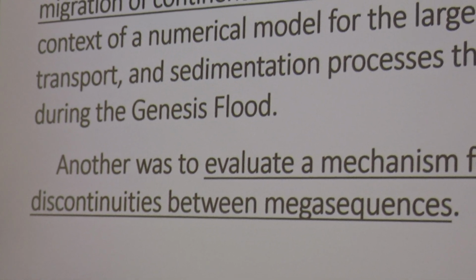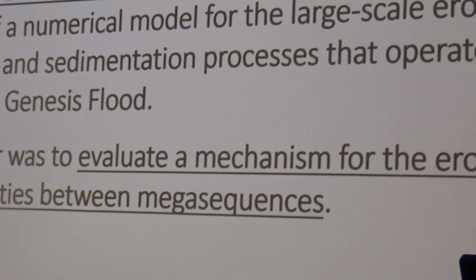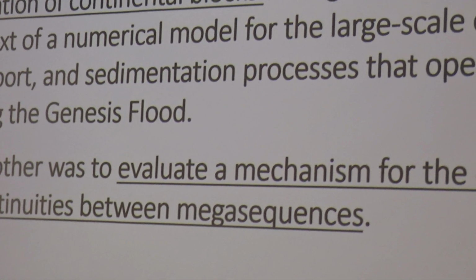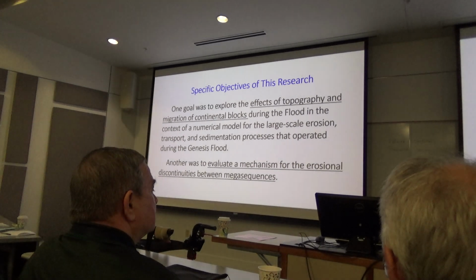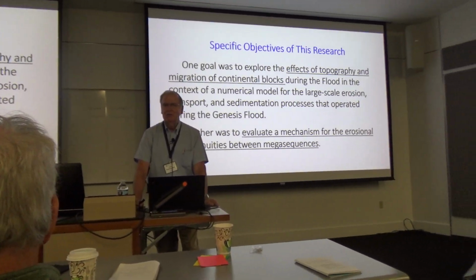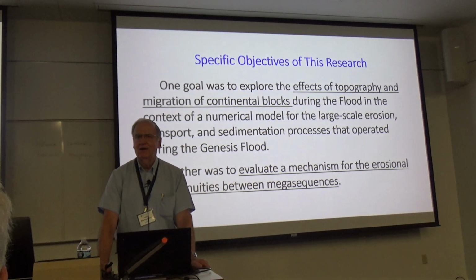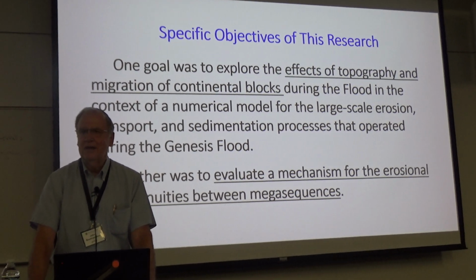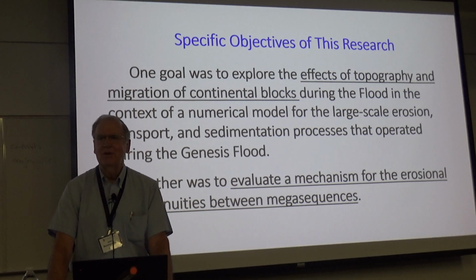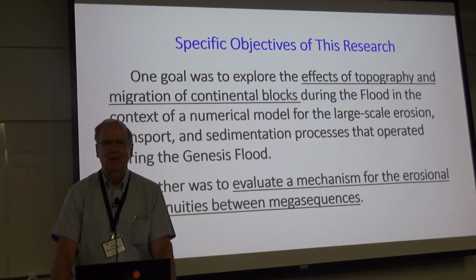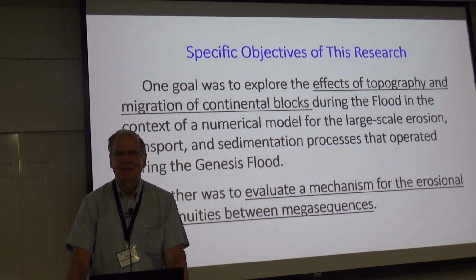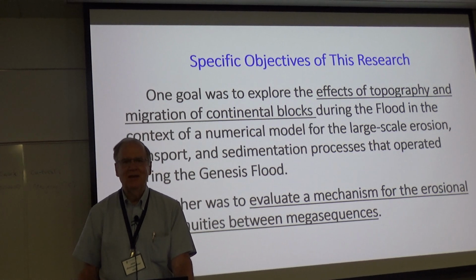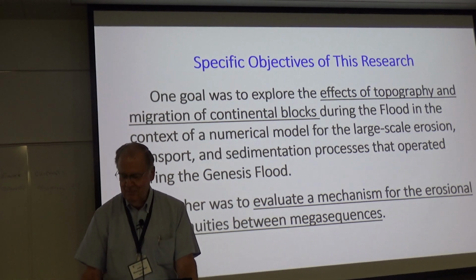Another objective of this work that I'll describe briefly is to evaluate a mechanism for the erosional discontinuities between the megasequences. So this is, as far as I know, the first attempt to come up with a mechanism for how the megasequences were formed. These large packets of sediments we see on the continents, 6 of them, are separated by global scale erosional unconformities. How in the world did all of that happen? Well, I believe it's explainable in terms of the tsunamis and some abrupt changes in the height of the sea bottom.